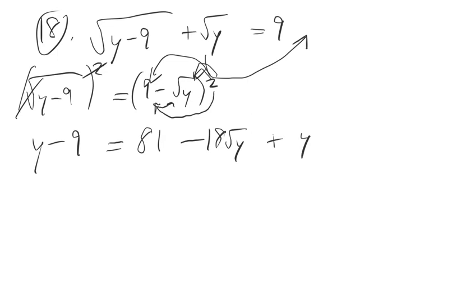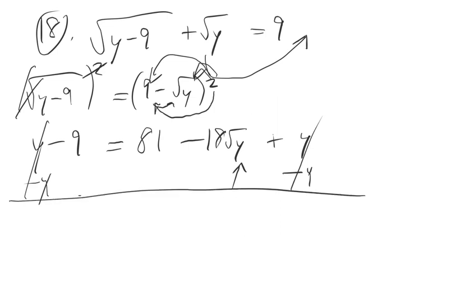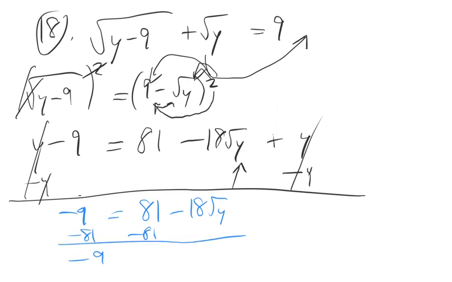And now you're going to get the other smaller square root of y by itself. So we're going to subtract this y from both sides, and that goes away. You're left with negative 9 equals 81 minus 18 square root of y. Then you have to subtract 81 from both sides. So then you're left with negative 90 equals negative 18 square root of y.